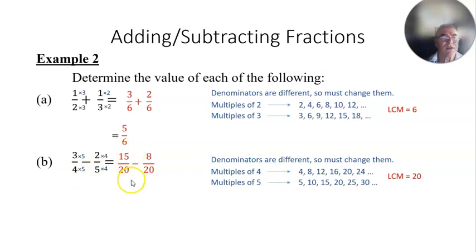So now we just do 15 minus 8, which is 7. So 3/4 minus 2/5 is the same as 7/20. So that's the basics of fractions with different denominators.